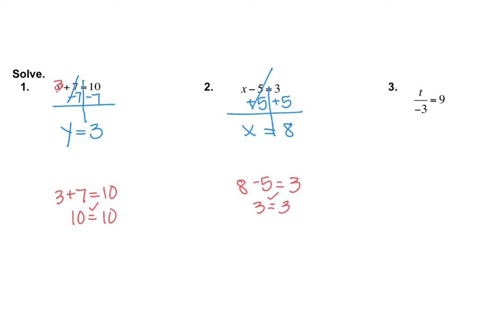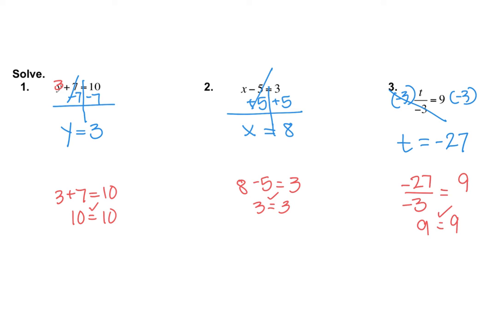All right, and for number 3, we have t divided by negative 3 is equal to 9. So I'm asking myself, what is that negative 3 doing to the variable? It is dividing it, so to undo division, we multiply. So I'm going to multiply by -3 on both sides. This cancels out, and I will have t is equal to -27. And again, let's check it. We'll plug in -27 where we see the t. -27 divided by -3, is that equal to 9? -27 divided by -3 is 9, and then we know that we have the right answer.